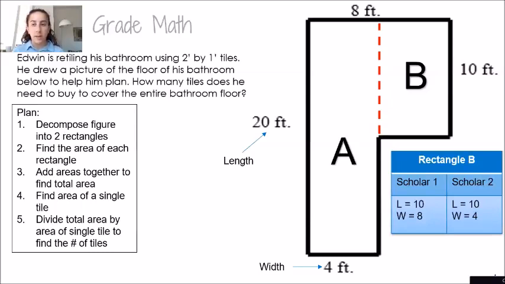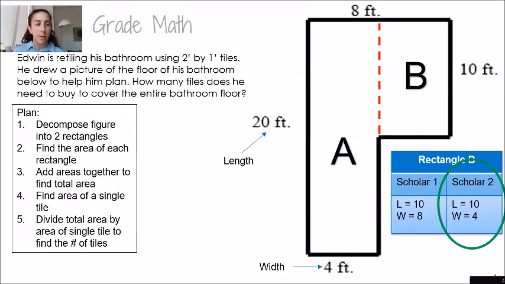Scholar 1 thought the length of rectangle B was 10 and the width was 8. Scholar 2 thought the length was 10 and the width was 4. Who's right, scholar 1 or scholar 2? Your teacher's going to pause the video and ask you to vote. If you said scholar 2, you were right. Scholar 1 made the mistake of thinking that 8 was the entire width. But we know from earlier today that we can use rectangle properties to find missing dimensions.